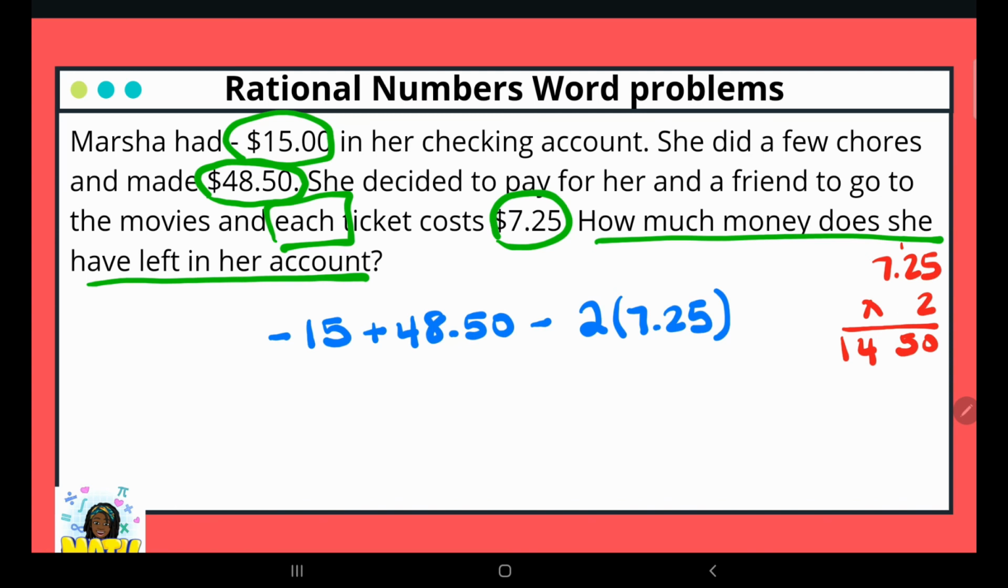Now, whenever we talk about multiplying and involve decimals, we have to count the number of decimal spaces. So we have 1, 2 decimal spaces. So in my answer, I need to move my decimal from the right-hand side to represent that. So I'm going to move 1, 2 spaces for a final answer of $14.50. So now I'm going to bring down the rest of my problem.